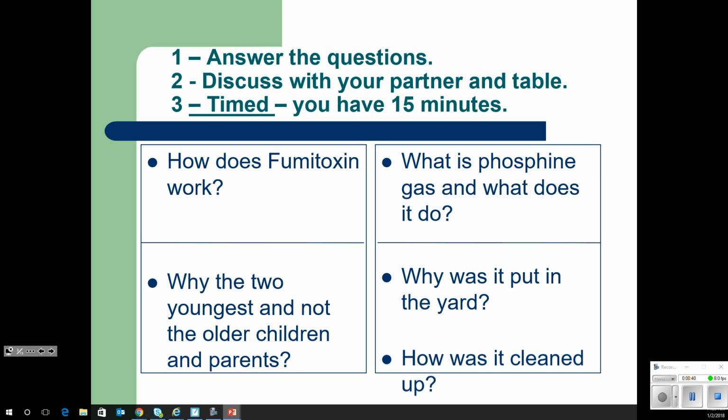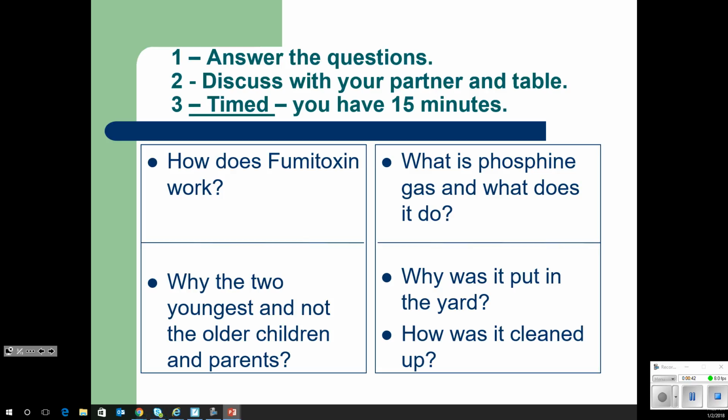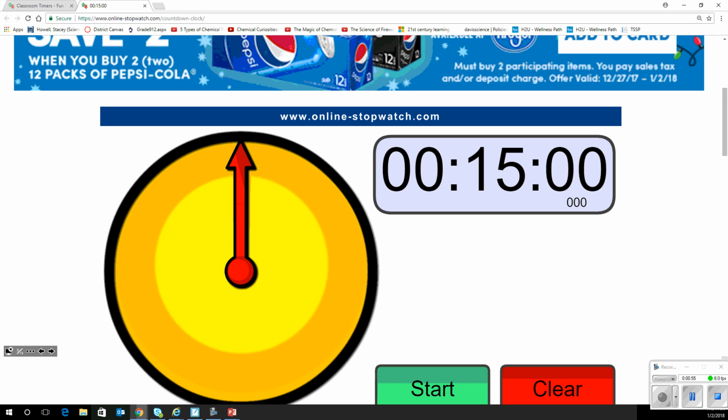You've got these 4 questions, plus you've got one in the center: what is your takeaway? In other words, after you do all the research, what is one thing you take away from this? So I want you to grab either computers or your phones. Get going, research. You have 15 minutes, and I'm starting that right now.